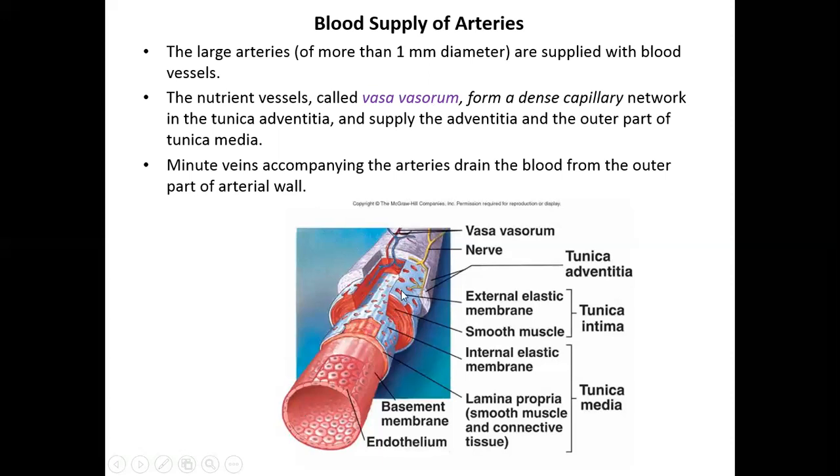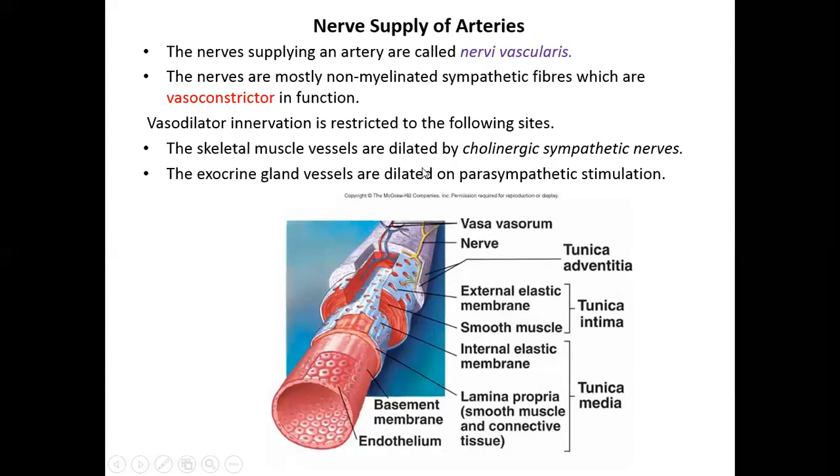Whereas for the small arteries, vasa vasorum is not required since they can take the nutrition from the blood which is flowing inside the vessels. Similarly, the nerve which is supplying an artery is called nervi vascularis. Usually, the vessels are supplied by the sympathetic fibers. They are vasoconstrictor in function. They can constrict the lumen, they can reduce the lumen size.